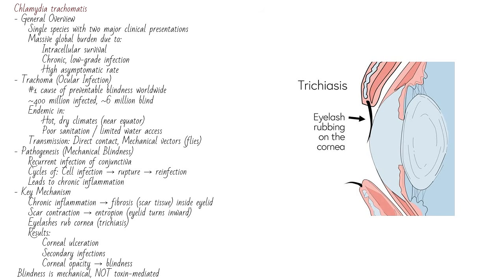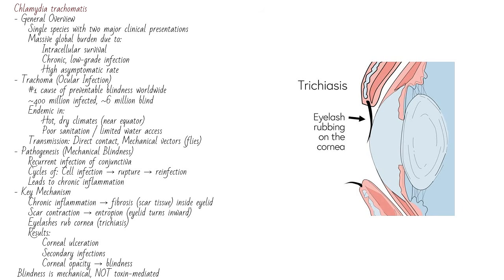But the mechanism of the blindness is what's truly horrifying, and it is not a toxin destroying the optic nerve. It is a mechanical blindness. The bacteria cause chronic, repeated infection in the conjunctiva, the delicate membrane lining the inside of the eyelid. Because of that constant cycle of cells being hijacked, rupturing, and dying, the immune system floods the eye with inflammatory cells, trying to fix the damage.